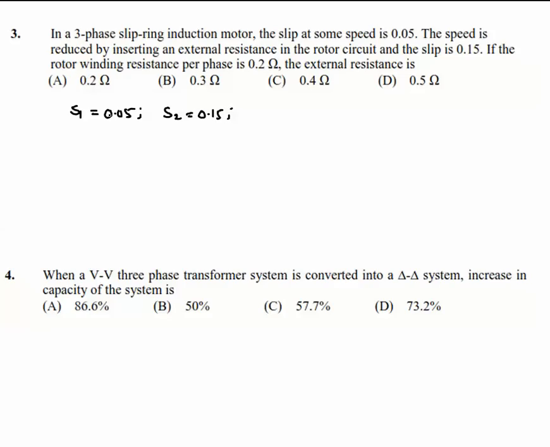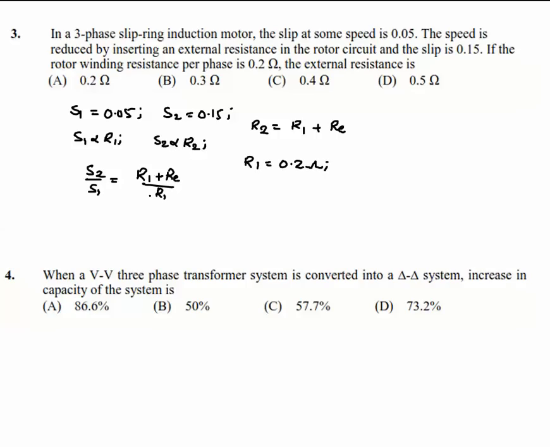Normally we know that S1 is proportional to R1, and here S2 is proportional to R2. R2 is nothing but what we have: previously we have some resistance, that is R1, and to that we are adding some external resistance Re. From this, S2 by S1 is equal to R1 plus Re divided by R1. We know the value of R1. So what is R1 here? R1 is nothing but 0.2 ohms.